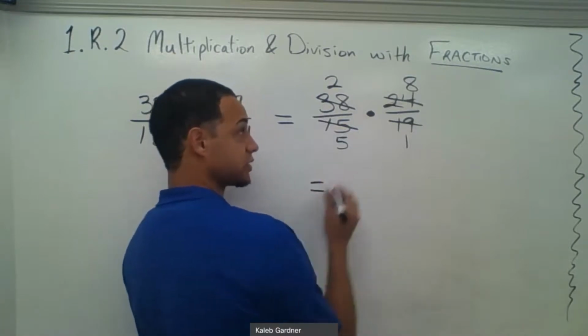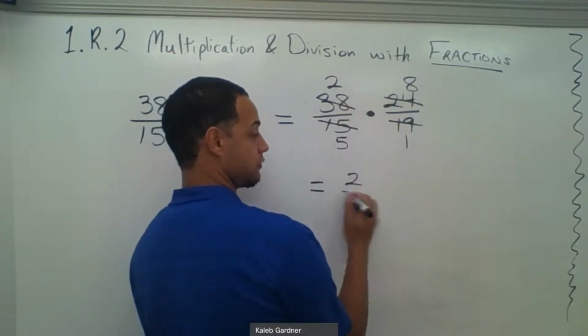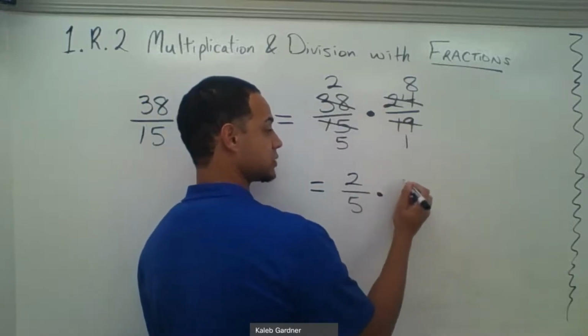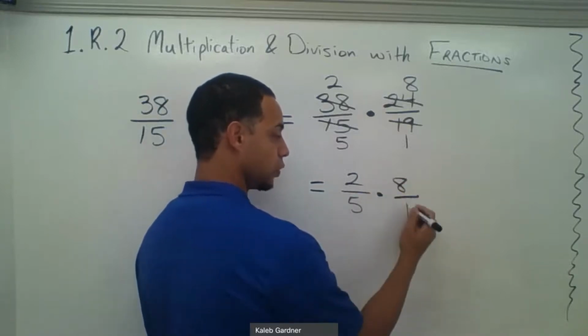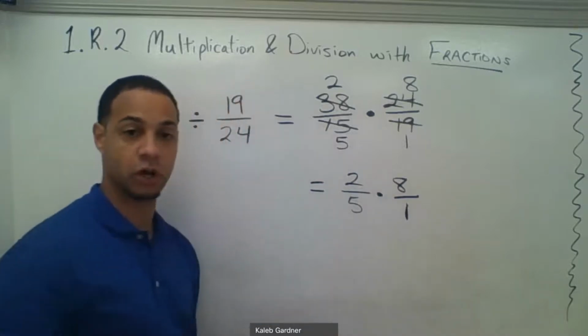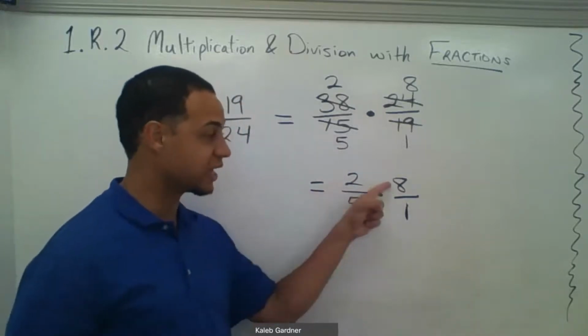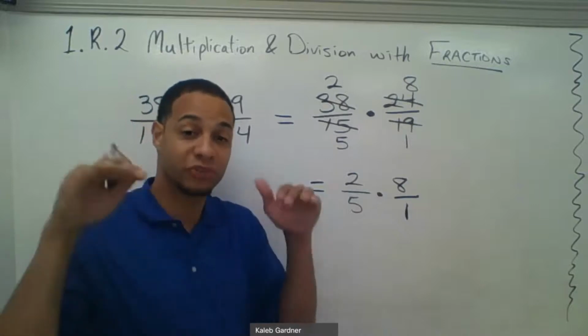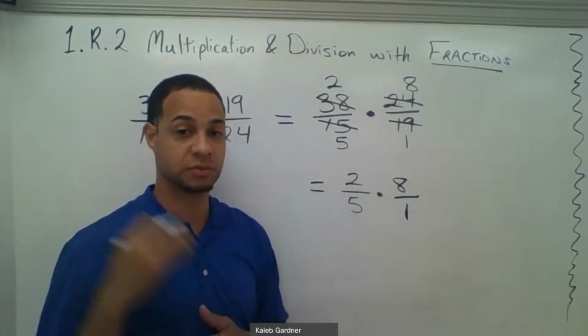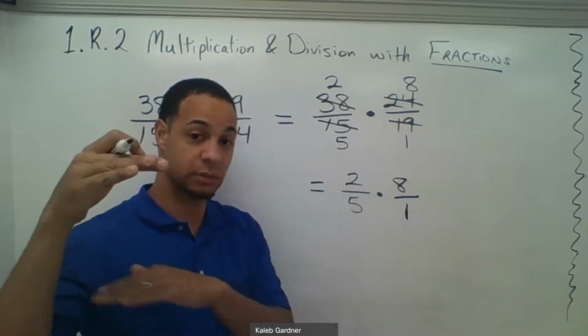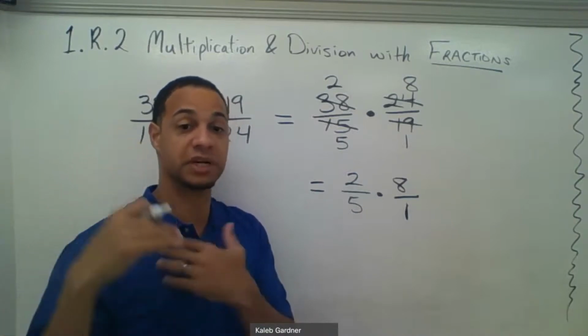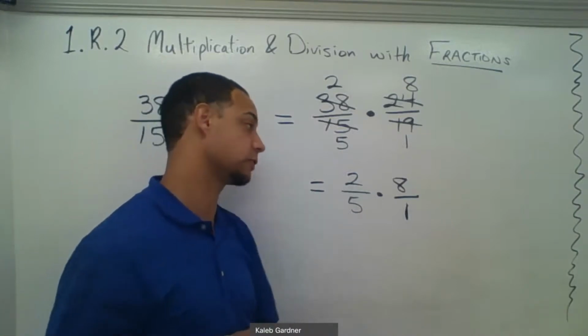So what's left here? Well, let's see. 2 fifths times 8 over 1. Awesome. Remember, the 2 and the 8 cannot reduce because they're both in the numerator. One has to be numerator, the other has to be denominator. Doesn't matter if it's to the left or the right, but it has to be the denominator.